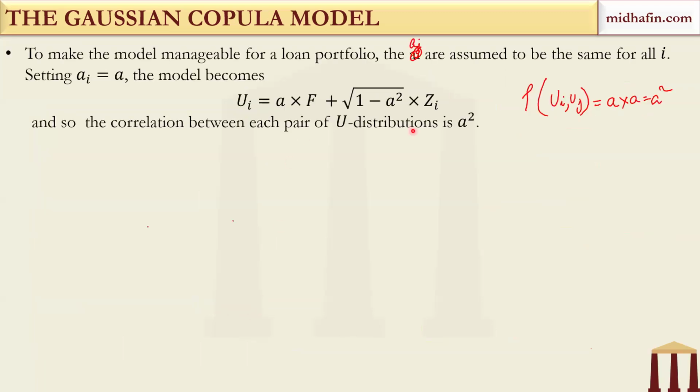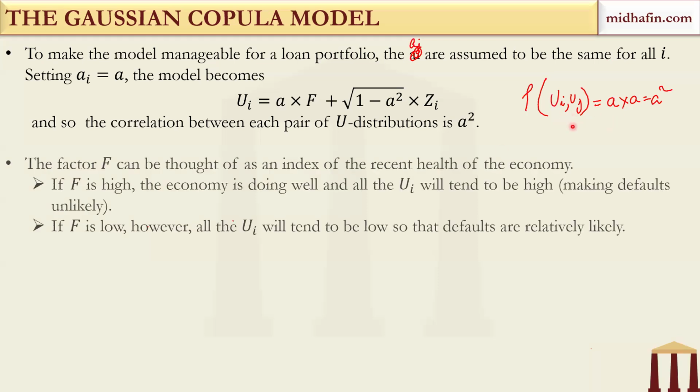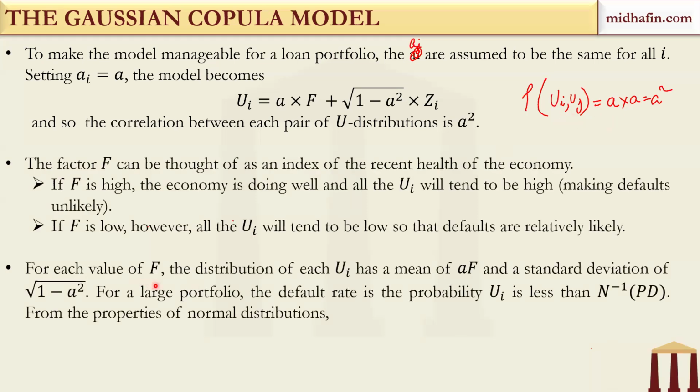Okay, so A_i is equal to A_j, so we have rho is equal to A square. And for each value of F, this distribution has a mean of AF and a standard deviation of under root of 1 minus A square. For a large portfolio, the default rate is the probability that U_i is less than N inverse PD. And this you will get.